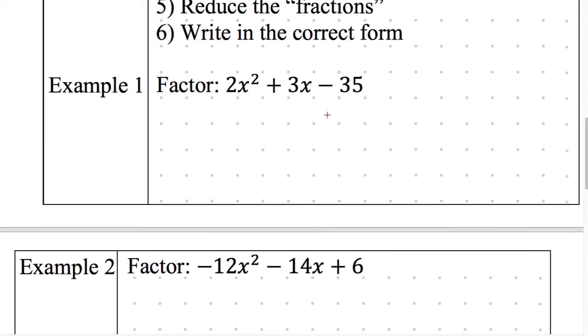Step 1 is to find the greatest common factor. I'll give you a hint, there isn't one. I want you to just practice step 2, which is using the Advanced Ninja Star. There's no greatest common factor because 2, 3, and 35 don't have a number in common aside from 1. All right, so I'm going to be using Advanced Ninja Star.